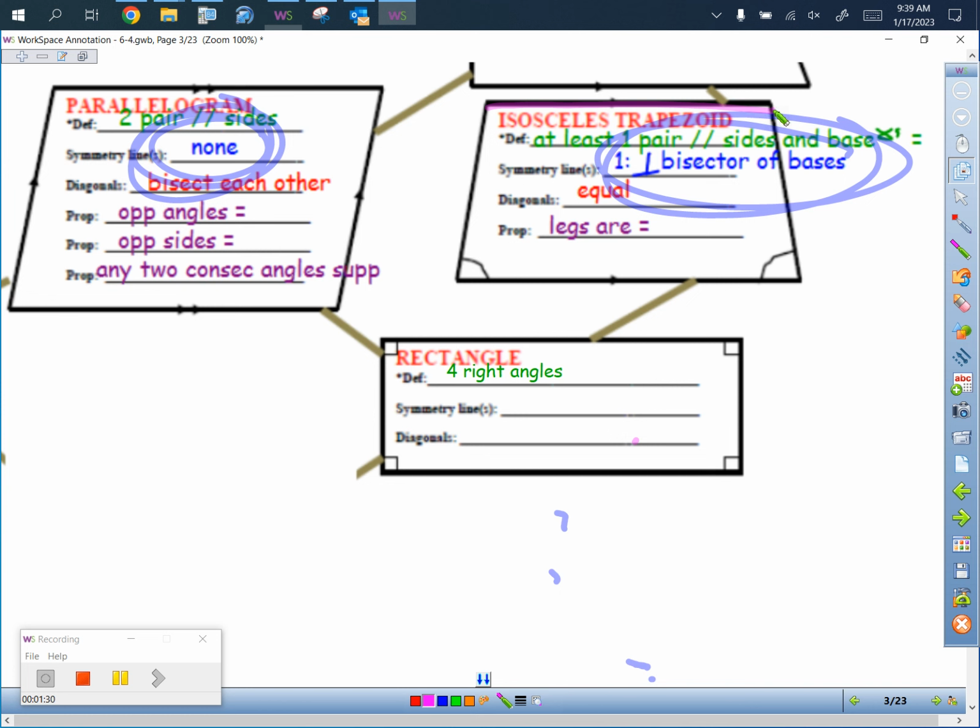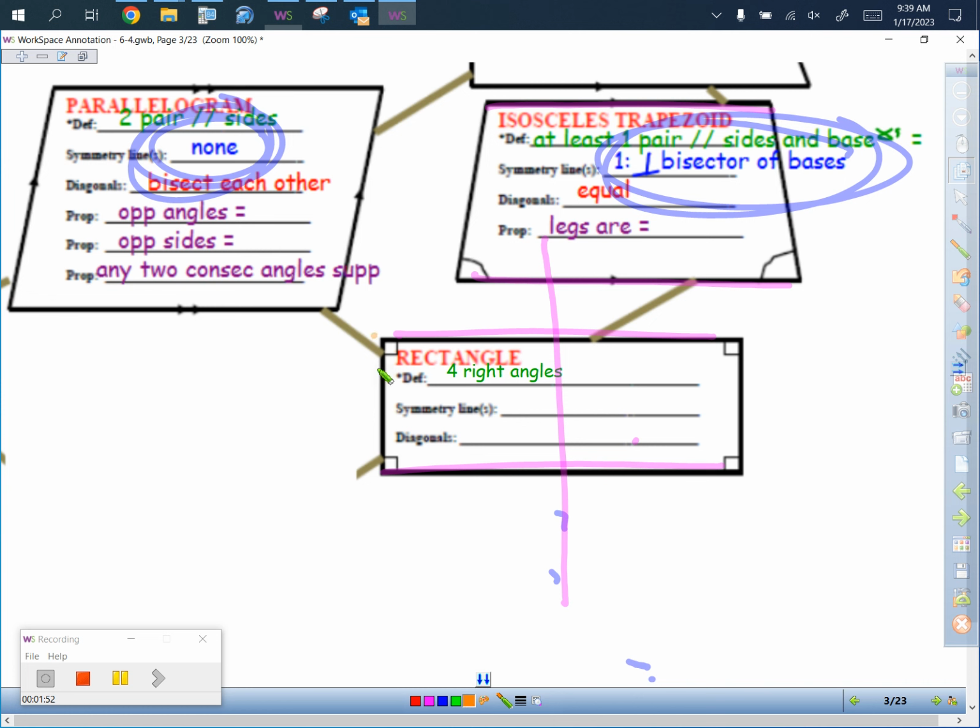Where are the bases of a trapezoid? I know it's isosceles, but what makes the bases the bases? The bases are the parallel sides. So question for you: are those sides parallel on a rectangle? Yes or no? Yep. So if I perpendicularly bisect those, I'm just going to sketch one, wouldn't that be a symmetry line right there?